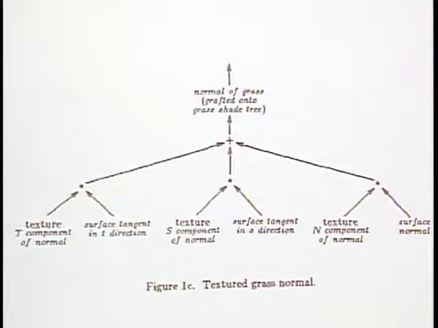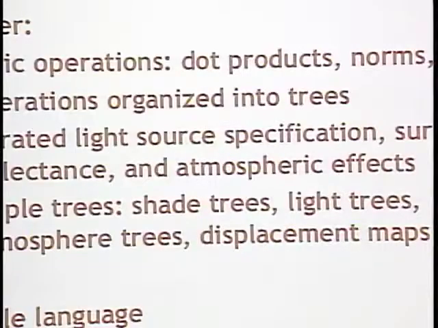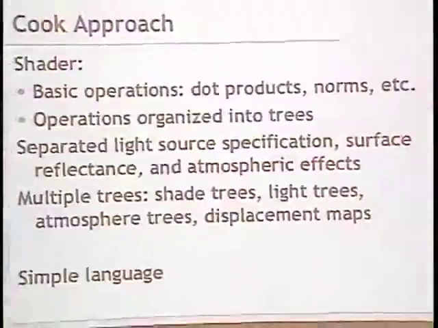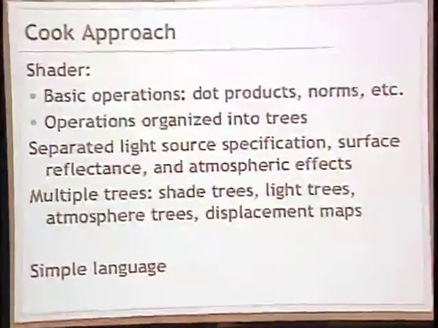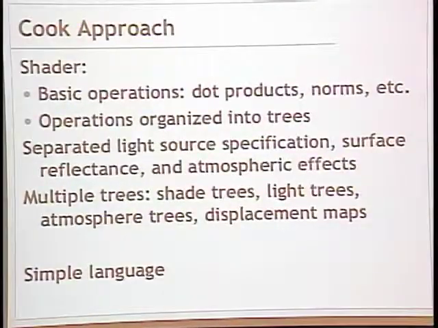Okay, so he defined sort of an algebra to be able to do these things. And so he defined a bunch of operations. What are the things you can do in the tree? So basic arithmetic stuff, dot products, normals, and so on. And then showed how you can organize these things into trees.